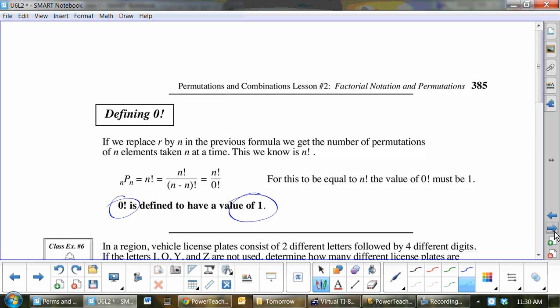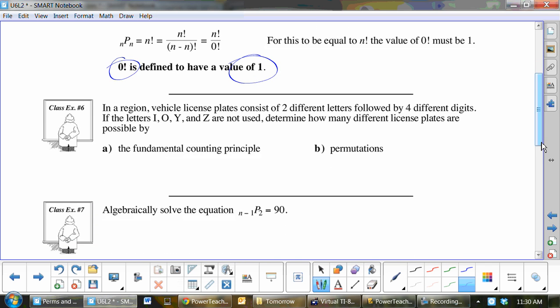Okay, now let's learn how to use that permutation button by doing this question here. In a region, a vehicle license plate consists of 2 different letters followed by 4 digits. There are some restrictions though. The letters I, O, Y, and Z are not used. Determine how many different license plates are possible.